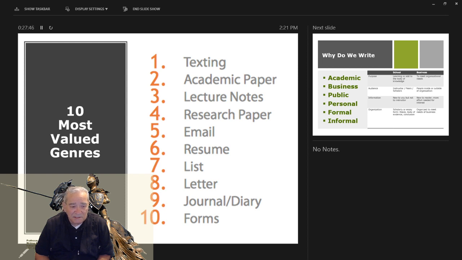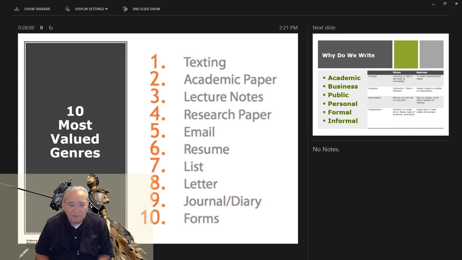If you need lists, my wife has designed her own little shopping list spreadsheet that she always takes to the grocery store. You make lists. I don't know, letters have been replaced by email, but still some people write letters. I think the post office probably lost a lot of money on letter writing.